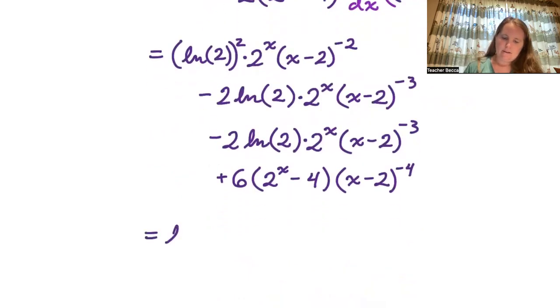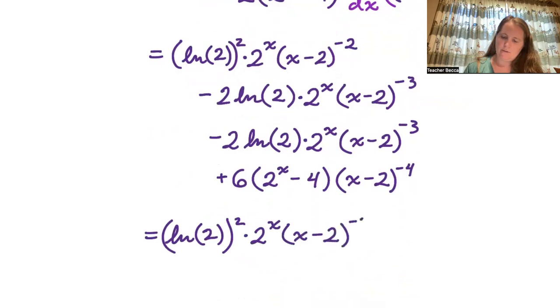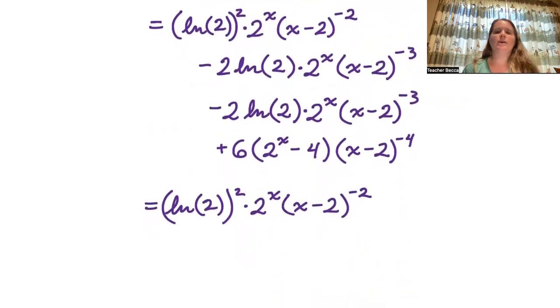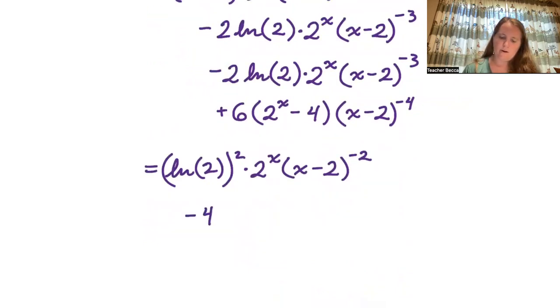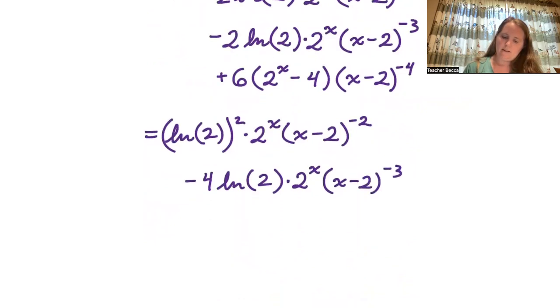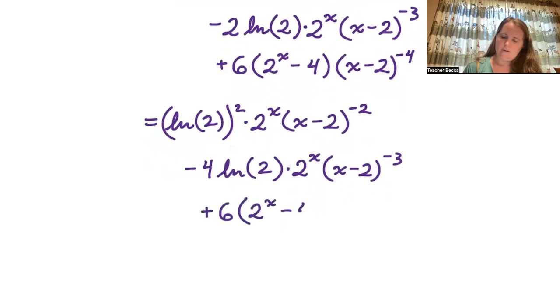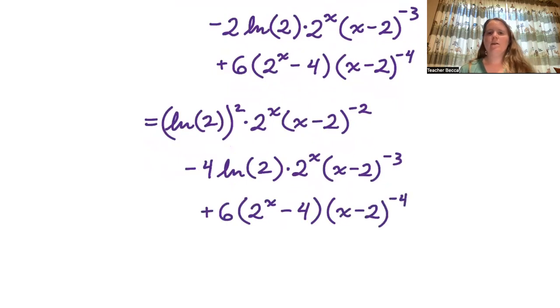Again, this is the natural log of 2 squared times 2 to the x times (x minus 2) to the negative 2. We have 2 of these, minus 2 natural log 2 to the x times (x minus 2) to the negative 3rd. So this becomes minus 4 times the natural log of 2 times 2 to the x times (x minus 2) to the negative 3rd. And then we have plus 6 times 2 to the x minus 4 times (x minus 2) to the negative 4. So let's go ahead and again put that in decimals.